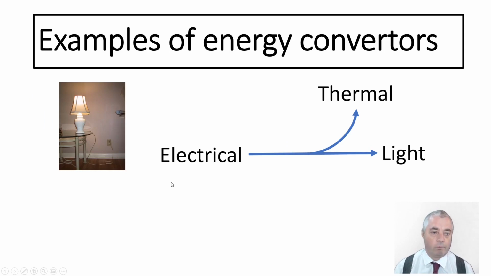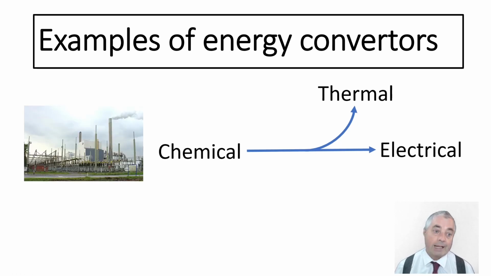And with the light, I've really spoken about this already. With a light, what you want is for it to give out lots of light, but when the energy is transferred, some of it ends up as thermal energy instead of light, so that's the wasted form. And in a power station as well, we want the chemical energy to end up as electrical energy, but quite a lot of energy in a power station ends up as thermal energy, which is not the form that we wanted. It's not a useful form.